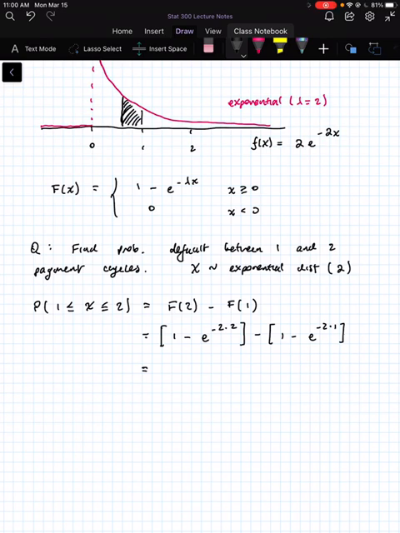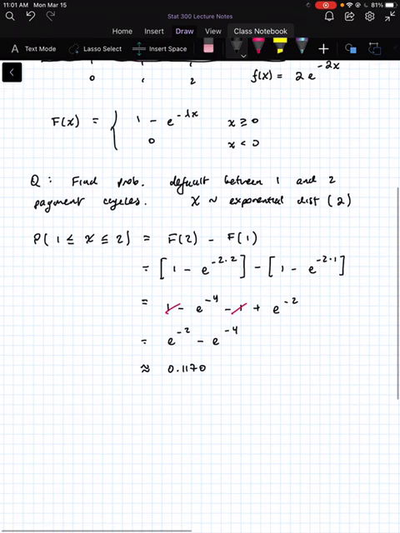So if we simplify this, order of operations, make sure you take care of all the negative signs, right? So we have 1 minus e to the negative 4 minus 1 plus e to the negative 2. You'll notice the 1's cancel here, and we actually end up with e to the negative 2 minus e to the negative 4. And if you evaluate this on a calculator, you'll get the approximation 0.1170.